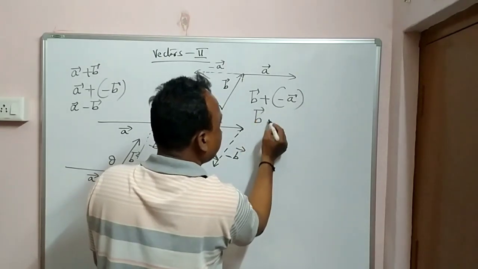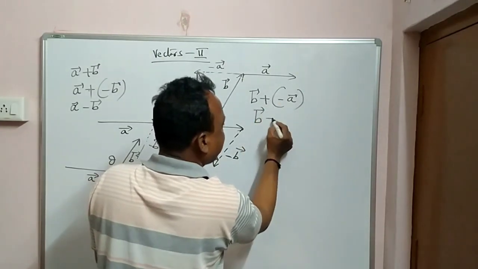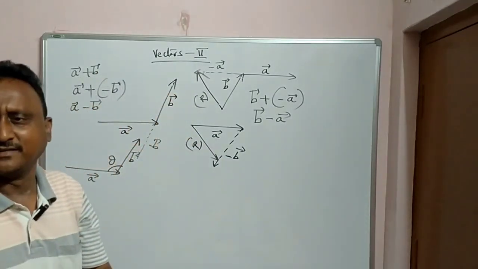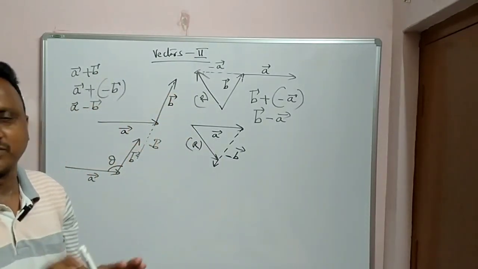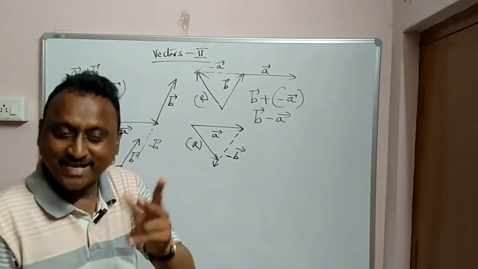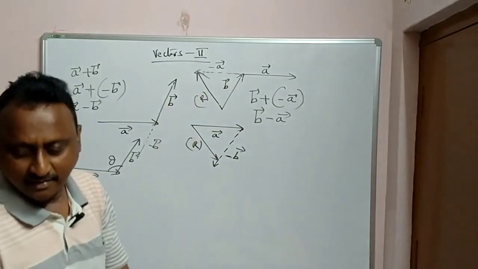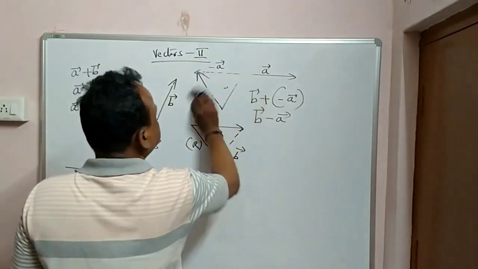How can we write this? B bar plus into minus becomes minus. So B bar minus A. That means there is no direct subtraction here. There is no direct 2 minus 3 or 3 minus 2. Subtraction of two vectors means adding two vectors with proper sign convention. Clear? Right. Now last point in this one.